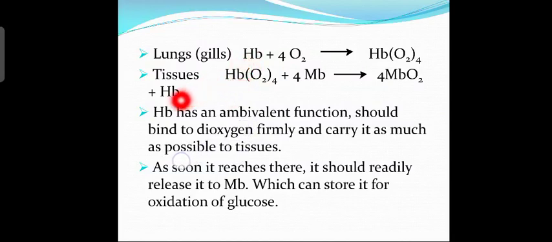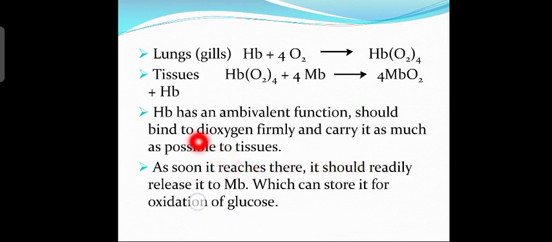Okay, plus Hb. Now hemoglobin has an ambivalent function. Now what is the ambivalent function of hemoglobin? It should bind to dioxygen firmly. Okay. One is to bind with the dioxygen firmly and carry it as much as possible to the tissues. Alright. Now what happens when it reaches there? So as soon as it reaches there, it should readily release it to myoglobin.